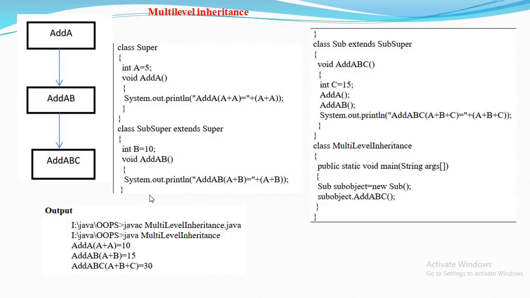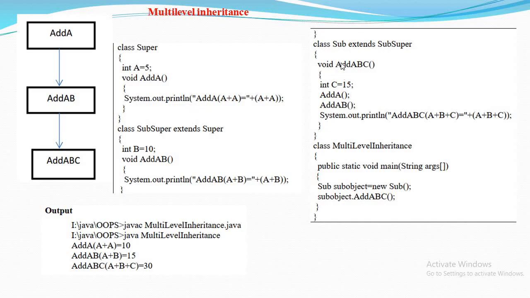Example program for multilevel inheritance. The class name is Super. We use the function add a. Then the intermediate class, which we can also call the sub-super, is an intermediate class. Here we use the function add ab, in which we print the value of a plus b. Then the last subclass has add abc, where the value of c is equal to 15.